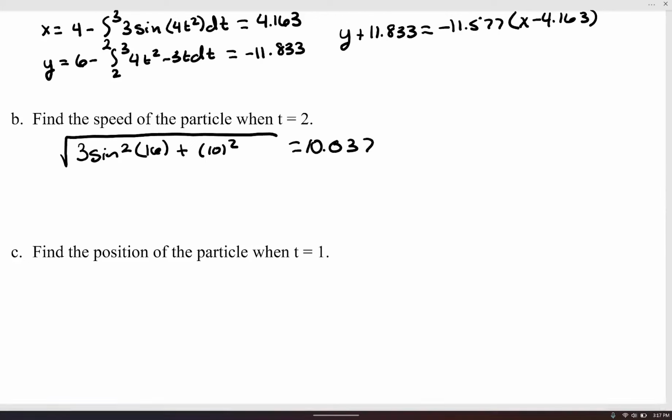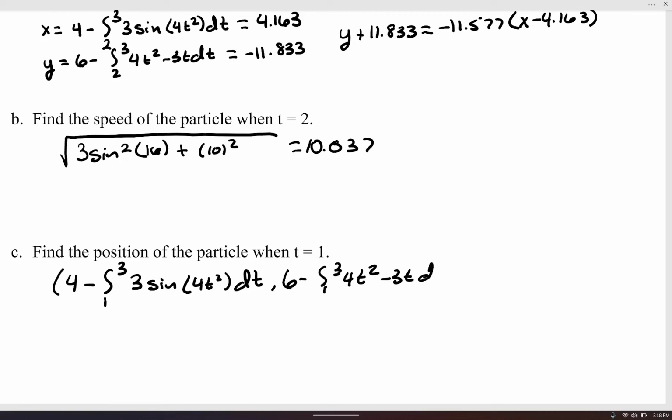Find the position of the particle when t is equal to 1. All right, so we did something similar in that we're backing up. So we have 4 minus the integral from 1 to 3 of 3 sine of 4t squared dt. That's the x, and the y is 6 minus the integral from 1 to 3 of 4t squared minus 3t dt. And when you throw that into a calculator, you get 4.249 comma negative 16.666.